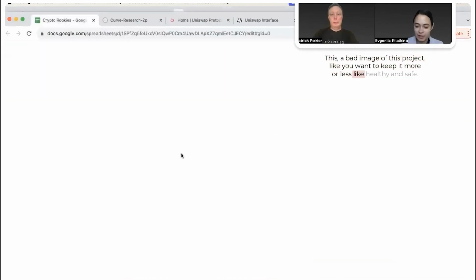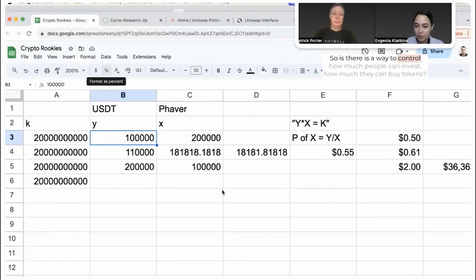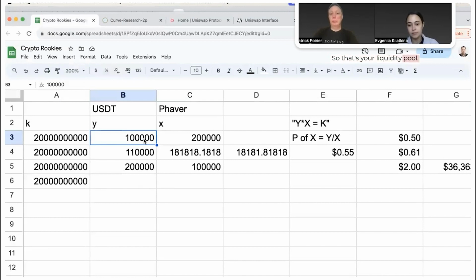You want to keep it more or less healthy and safe. So is there a way to control how much people can invest, how many tokens they can buy? In pre-launch, yes, but on Uniswap, you cannot really control how much people will buy. So ideally, you want to do some pre-sale or raise money from private investors like VCs, so that your liquidity pool, I would say you should try to aim for at least 500,000.